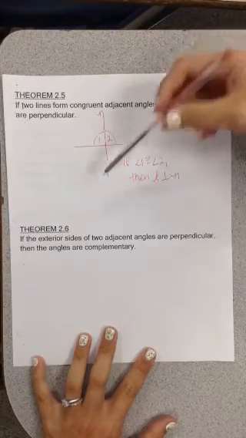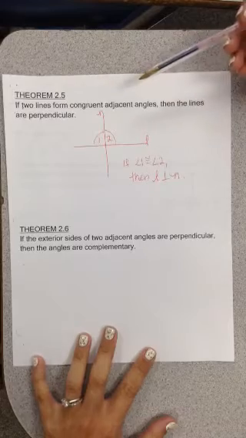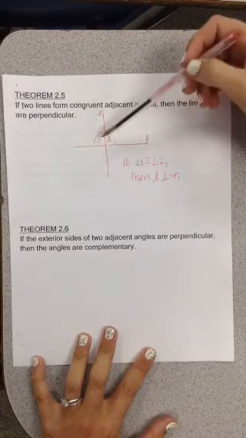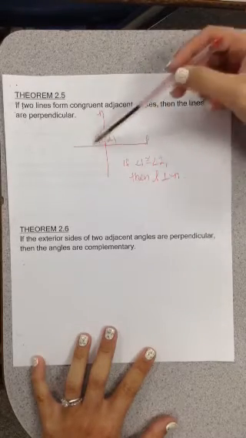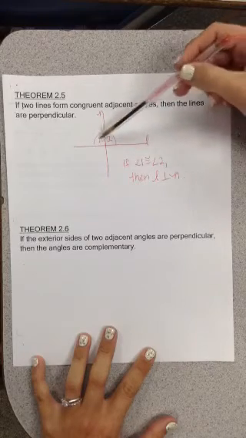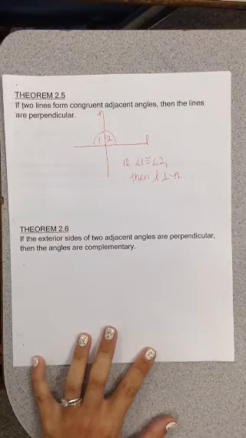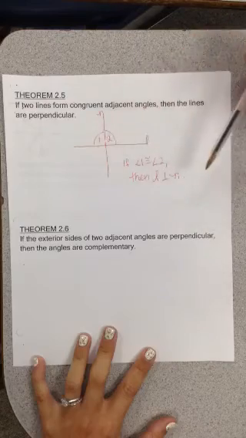Okay? Now if we were going to go through a proof of this, you guys would see that we would start by saying they're congruent and adjacent. We can use the angle addition postulate to state that they must be adding up to 180 since we see them forming a straight line.